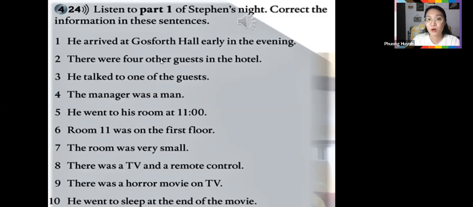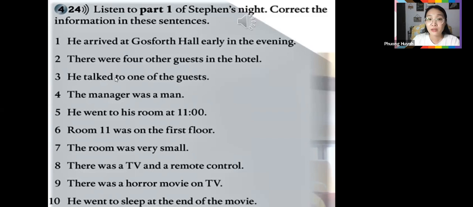There were 4 other guests in the hotel. Keyword ở đây là 4 other guests. You know guests? Okay. In the hotel. Và sẽ có 4 người khách khác nữa ở trong cái hotel này. Khi người ta dùng other guests ở đây có nghĩa là không bao gồm anh ấy, không bao gồm cái nhân vật Stephen Blake. Okay. So just only him and also 4 other guests in the hotel at that night.